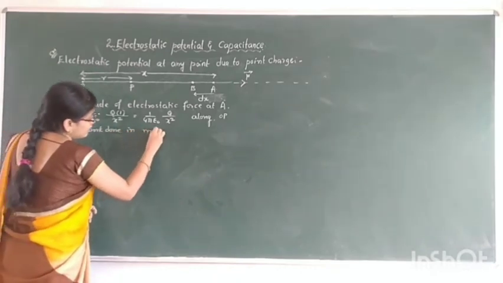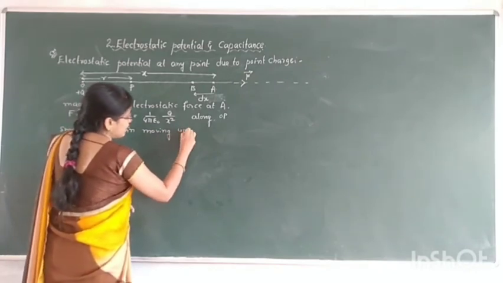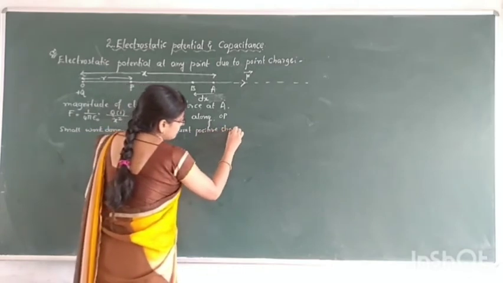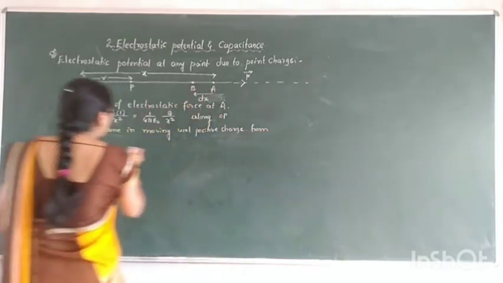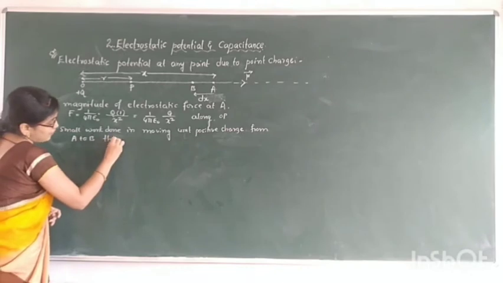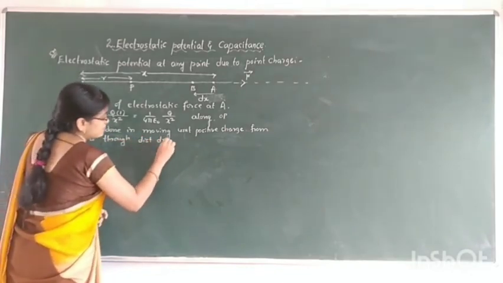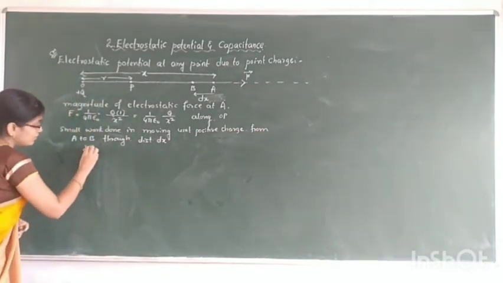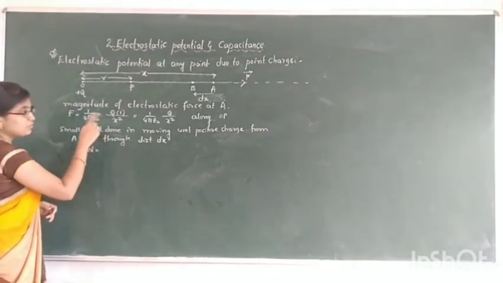Small work is done in moving a unit positive charge from A to B through distance dx. Okay, it is dW equal to, so what is the expression? Work done is force into displacement.